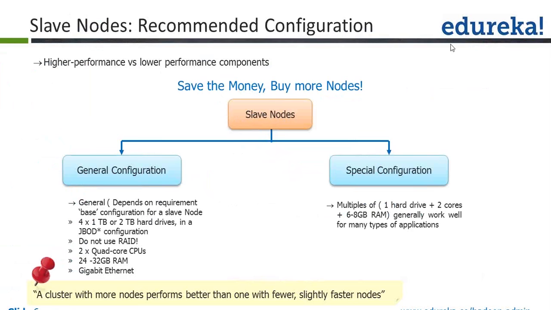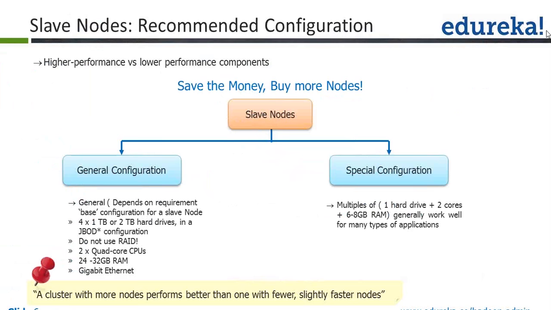The reason we are saying multiple disks is, if you have a single disk on the data node and that disk is crashed, your entire data on that disk, on that server, is lost. If you have multiple disks, the data is split across multiple disks. Even if one disk is crashed, you can safely take out the disk and replace it, format the disk, put it back, and then load the data.